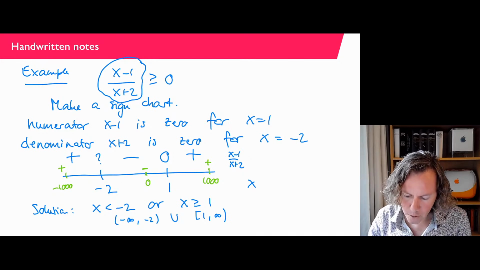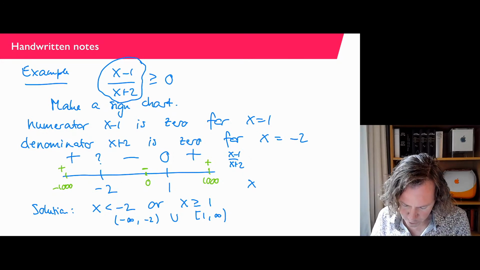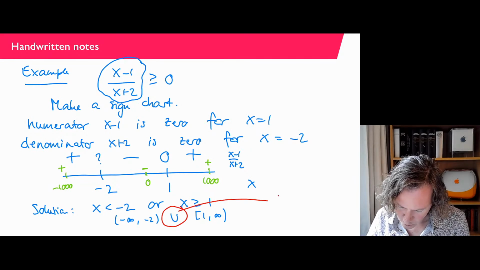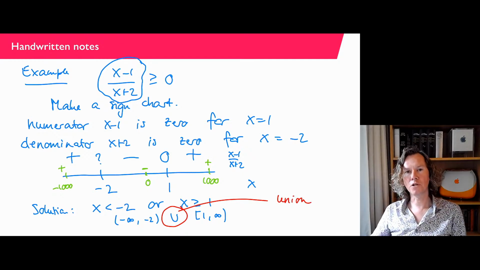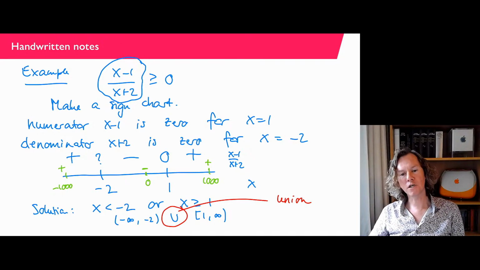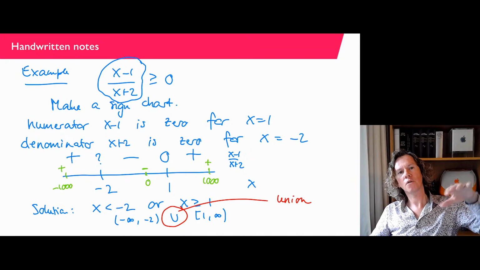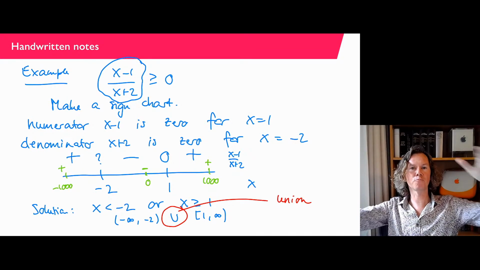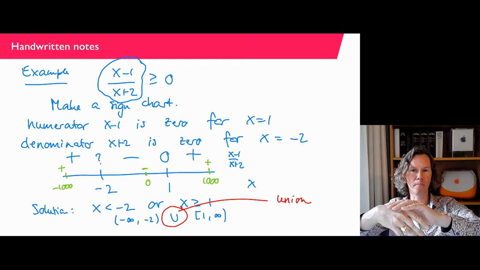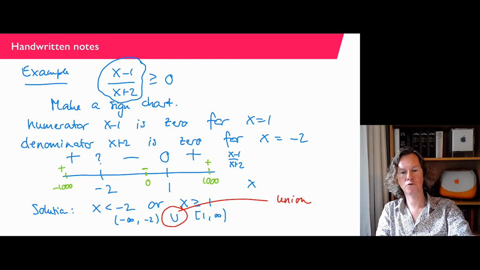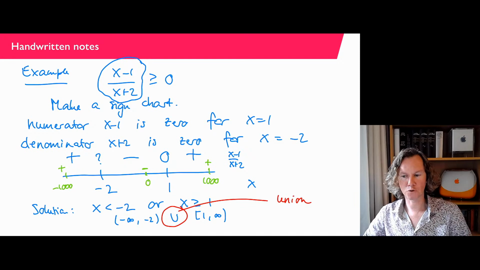And let's do that in red here. This symbol that I just wrote means union, and that means that I take one set of numbers, one interval, I take the other interval and I put them together. So I unite them. So this is the symbol that you use for that. Both of these two sets together.